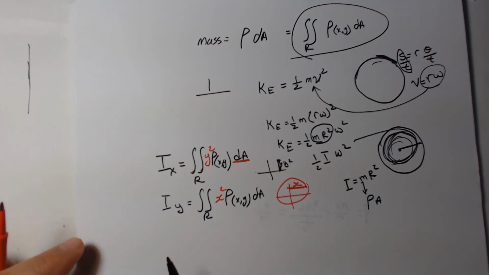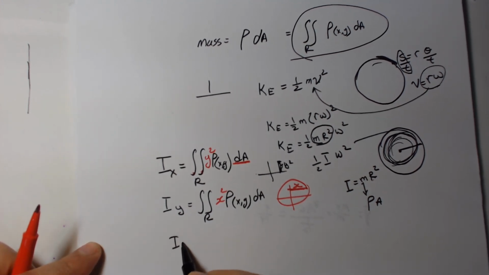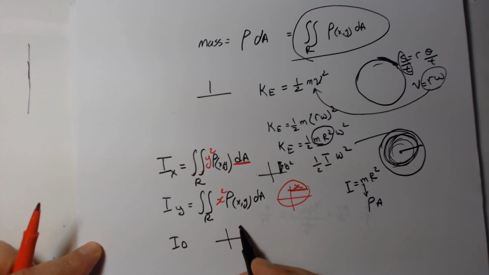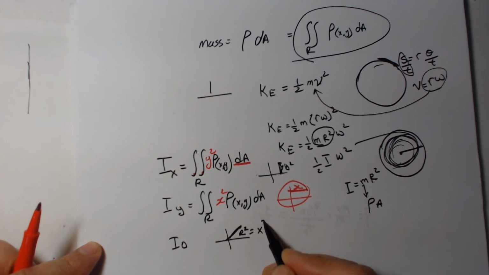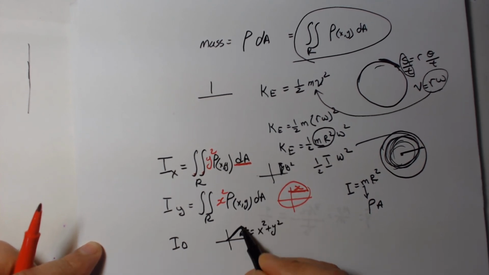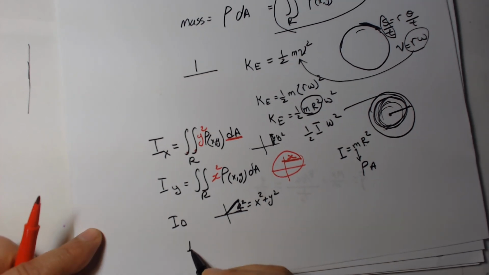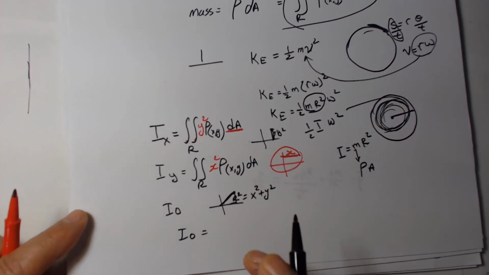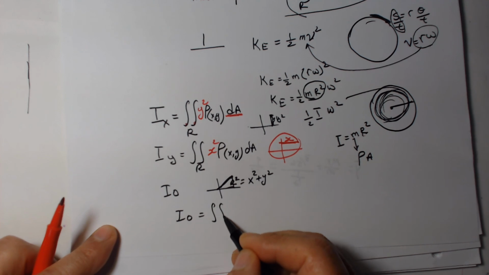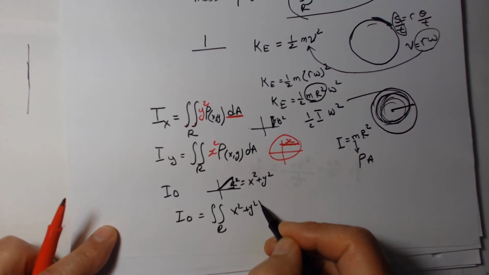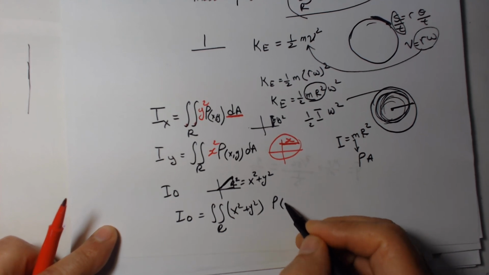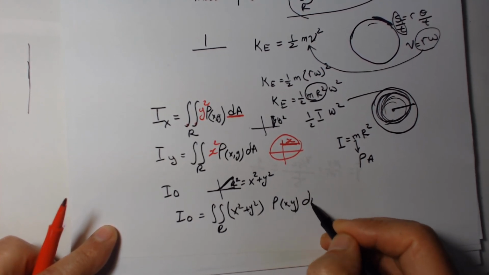But somebody said, what happens if I want respect to the origin? Respect to the origin, this is your radius. And that radius, you have to say r squared. And r squared is x squared plus y squared. Therefore, if you want I, they call it the polar moment, it is going to become x squared plus y squared, that's your distance, times density dA.